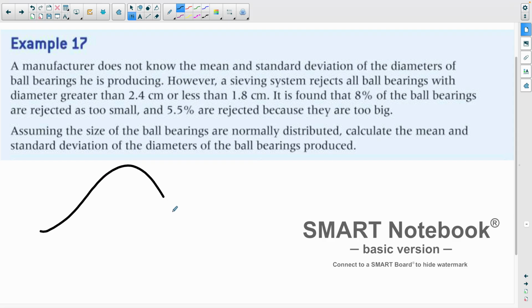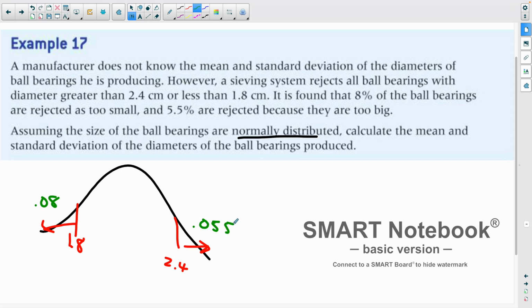So if I was to do a normal distribution, because it says right here that they're normally distributed, if it's less than 1.8, it's going to reject them. If it's greater than 2.4, it's going to reject them. All right. What's the probability that I reject because they're too small? 8%. So I'm going to put 0.08, 8%. What's the probability that they're going to reject these? 0.055 or 5.5%. Okay. So there's my model.